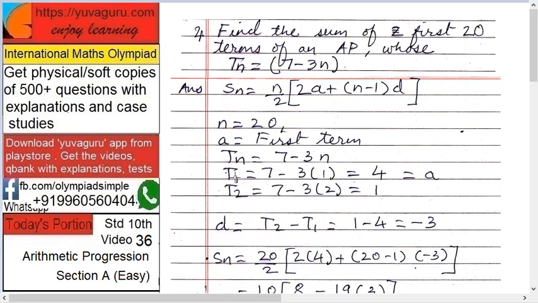Right. Now we got the first term and the second term. See here. Why are we doing all this? Because we want this Sn. What do we require for Sn? N, A and D. We have got N. Now we have got A. Now we are trying to find out D. Okay. D is what? The common difference. Means difference between term 2 and term 1. So 1 minus 4, that is minus 3. So D equals T2 minus T1, that is 1 minus 4 equals minus 3.